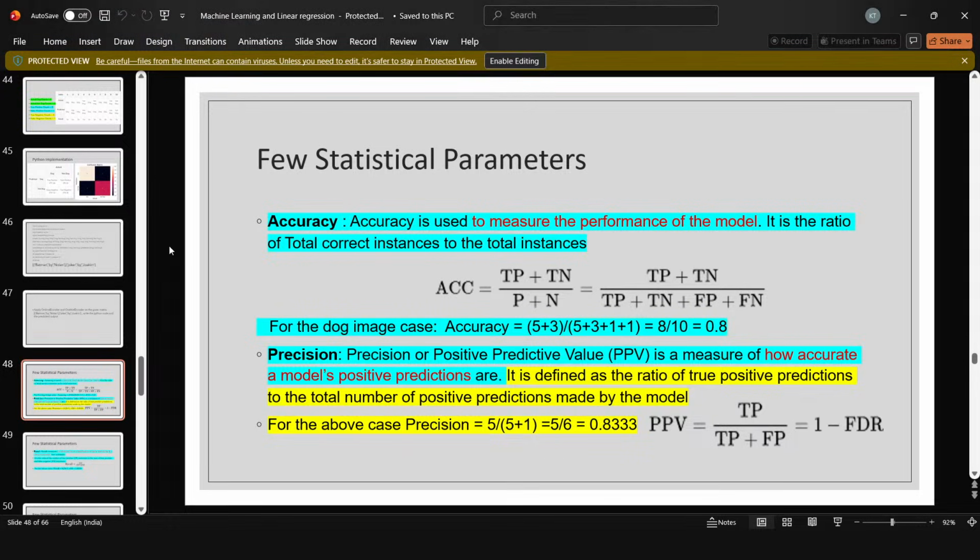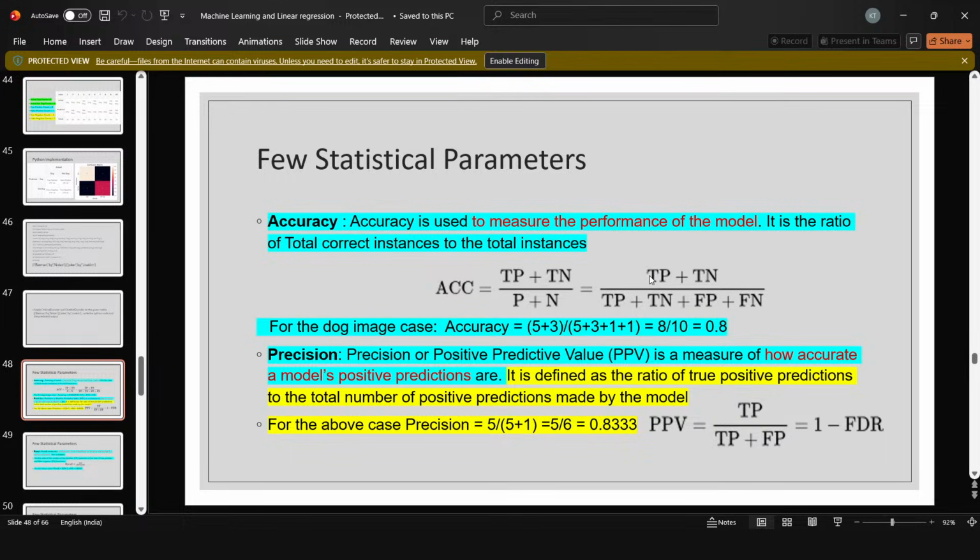Okay, the next one. Now we are entering a few statistical parameters. I hope you already know all this. You have no other way, you have to memorize all these formulas. I can tell you tricks on how to memorize these formulas.